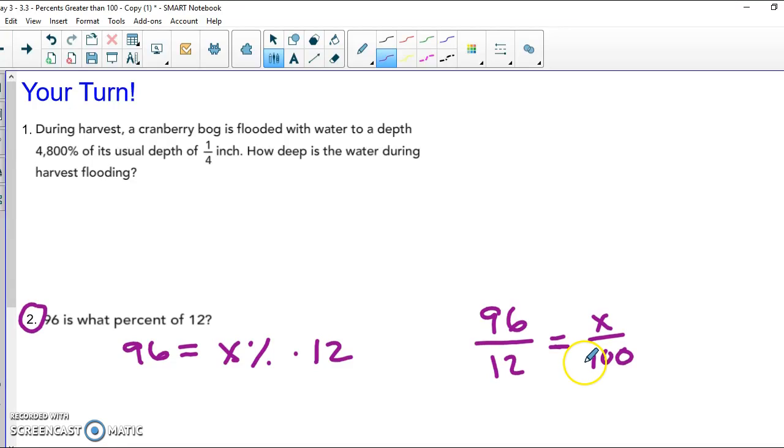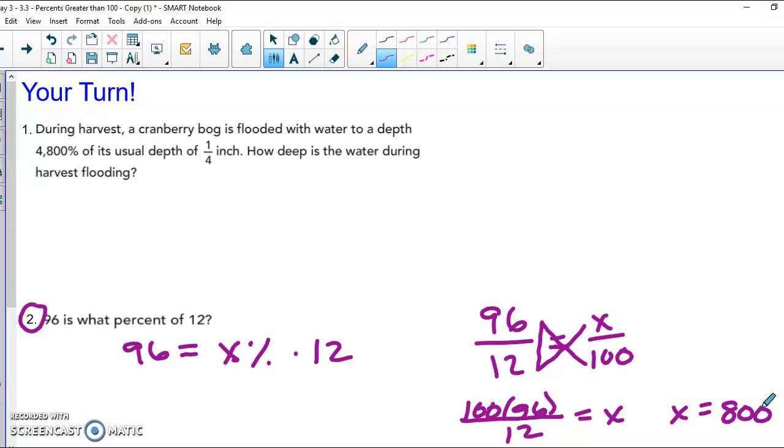So if I want to do my fishtail method, I will start at 100 and I will multiply, divided by, equals. So 100 times 96 divided by 12, and we get an answer of 800. Now let's ask ourselves, is that reasonable? Does 96 seem like it would be 800% of 12? Well, I know that 100% of 12 would be 12.